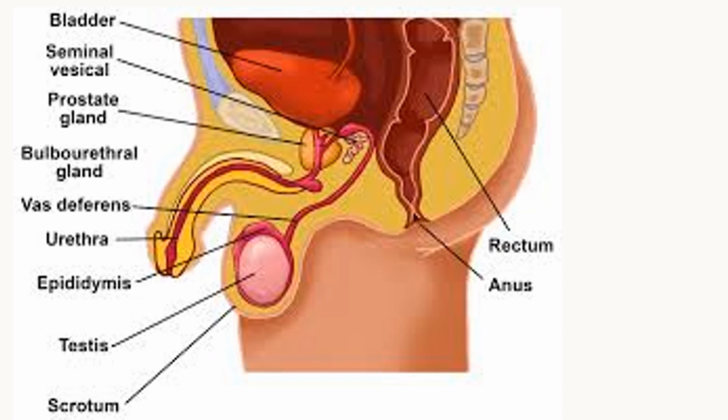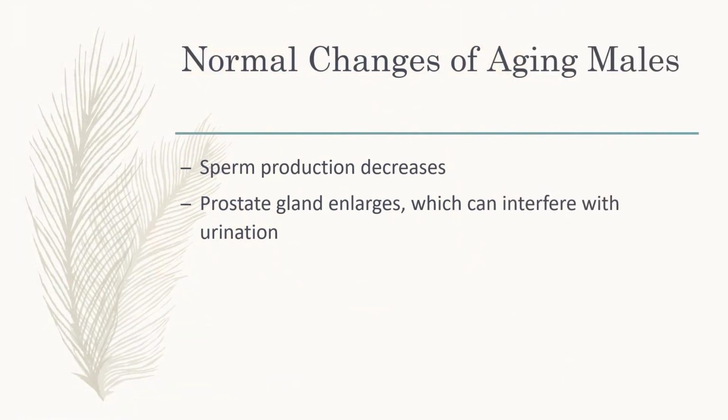And then at the top there, underneath the bladder, you can see that prostate gland. That gland sometimes gets larger and it kind of pinches off the urethra there, causing it to be a little hard for the males to pee as they age. And it doesn't always happen, but that is a sign of aging sometimes. Normal changes of aging males, if the sperm production decreases, that prostate gland does enlarge. It doesn't always interfere with urination, but it can.